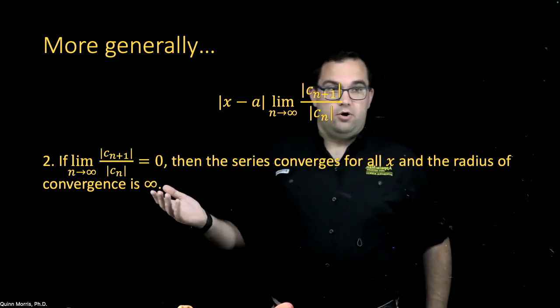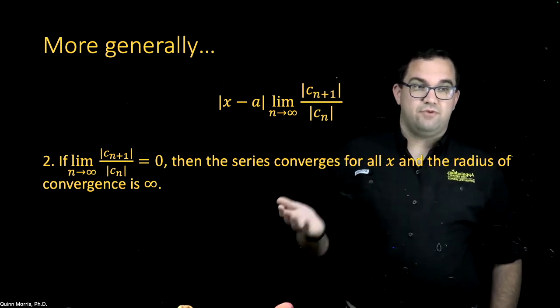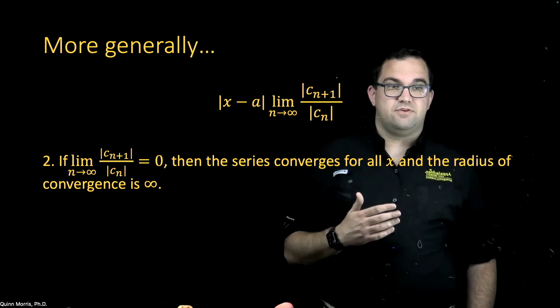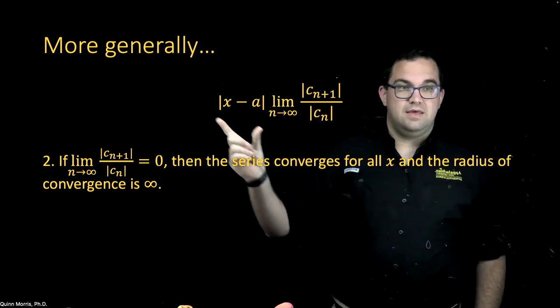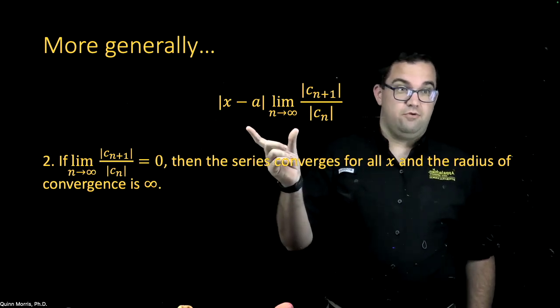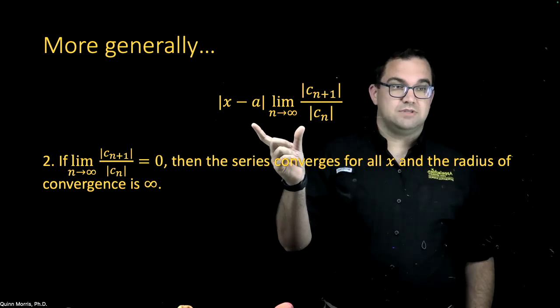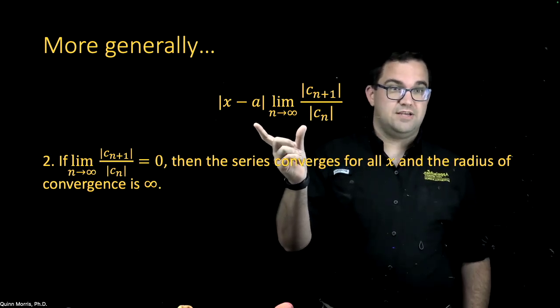If the limit is zero, then the series is going to converge for every x value, in which case we say the radius of convergence is infinite. So again, if this limit is zero, then this product is going to be 0 for every value of x. 0 is less than 1, so you get convergence by the ratio test.